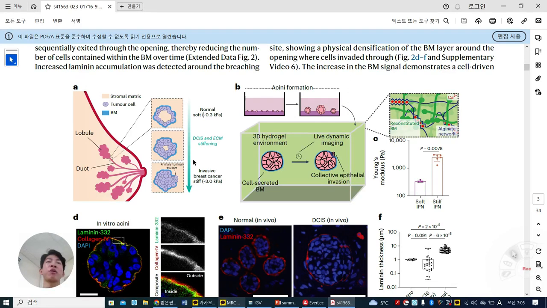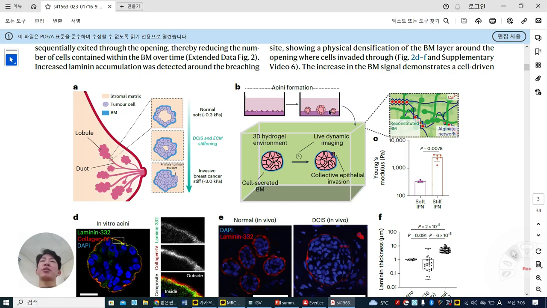So to confirm how collective cells behave differently in soft and stiff matrix, they are making acini. Here they use the well-known reconstituted basement membrane protein, Matrigel. They coat Matrigel on the bottom and then seed single cells. And then they add media with 2% Matrigel. After 4 days, they form the acini.